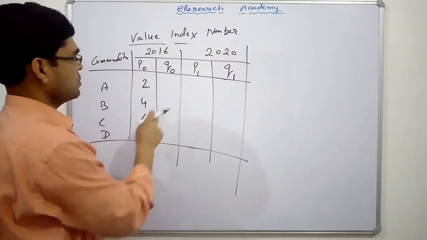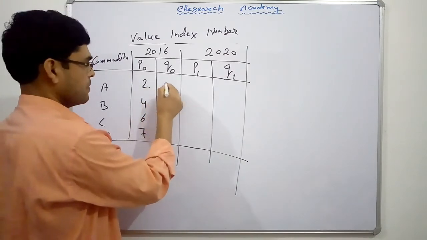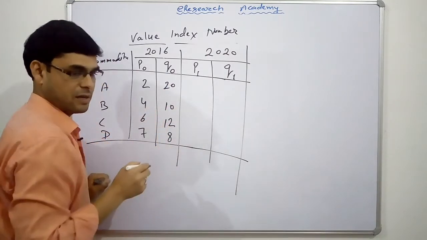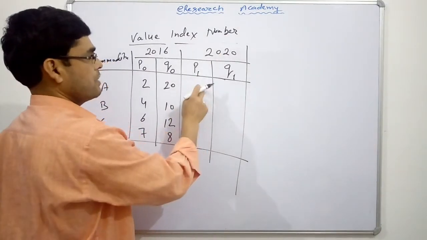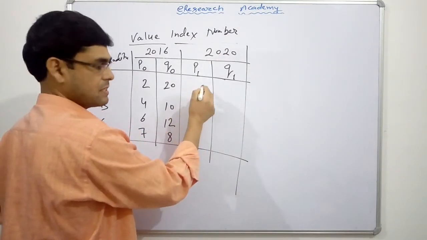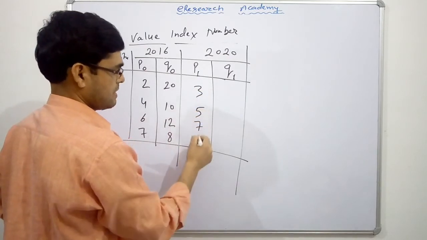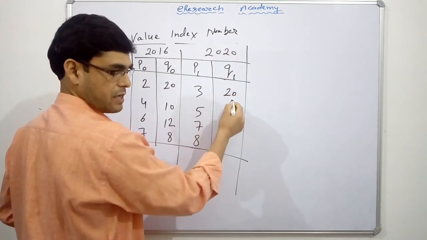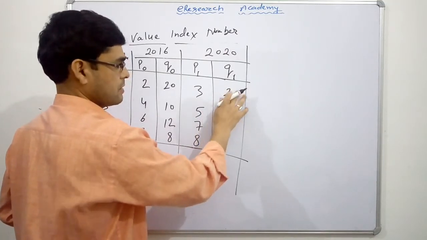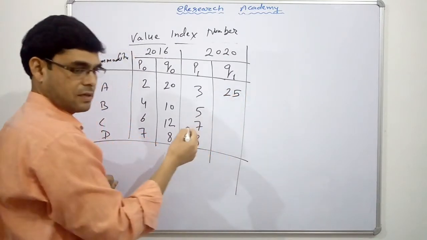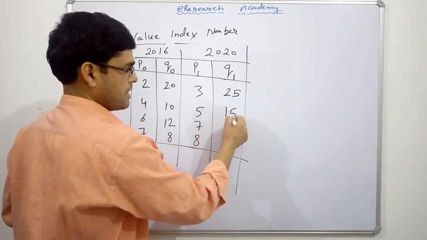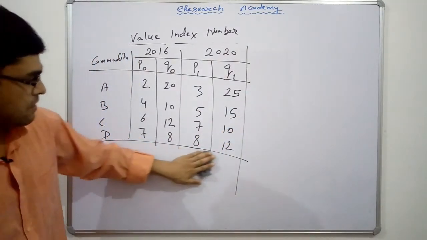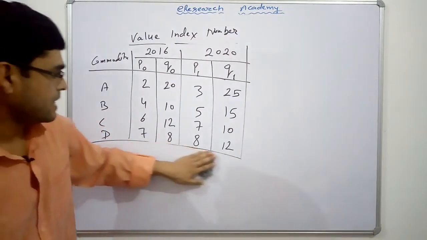For P0 we have 2, 4, 6 and 7, and for quantity Q0 we have 20, 10, 12 and 8. Similarly for 2020 the prices P1 are 3, 5, 7 and 8, and the quantities Q1 are 25, 15, 10 and 12. So these are the figures given to us for calculating the value index.